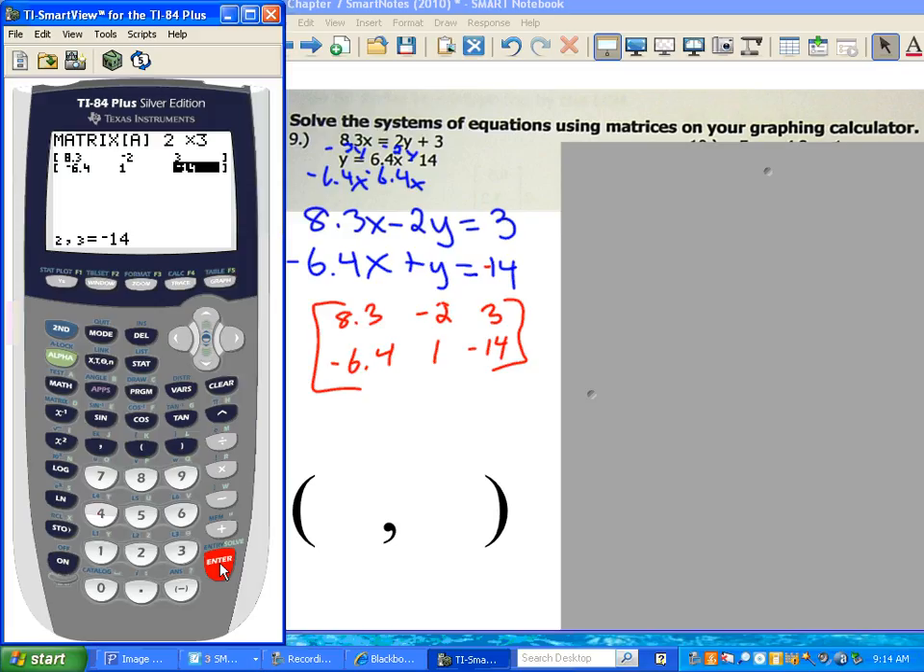Okay, now what? What's the next thing we hit? Well, good. Second mode, which quits. It allows us to go back to the home screen. Now go back to second matrix. How do we get to RREF? Good job. Math, and then scroll up to B.